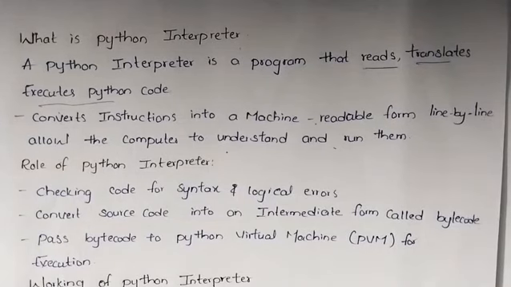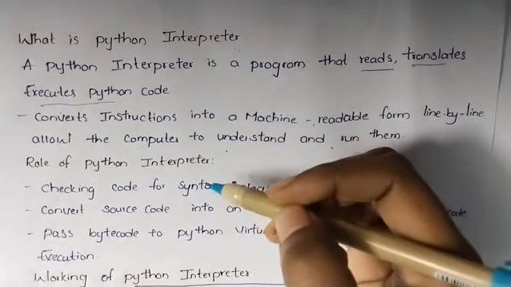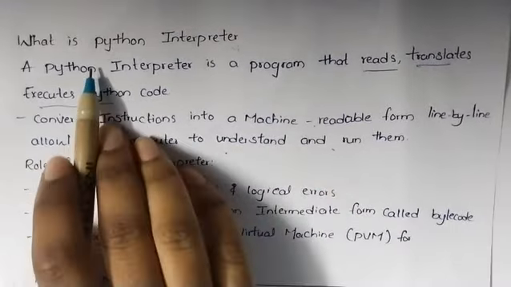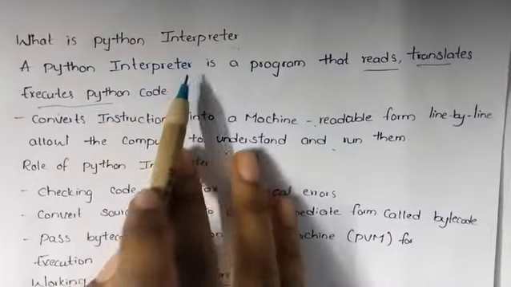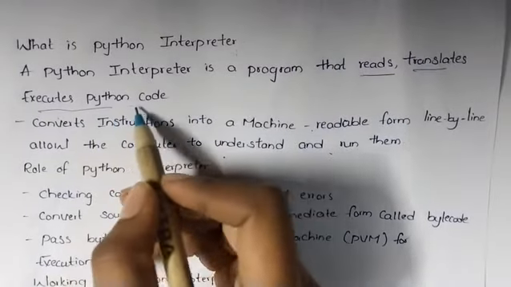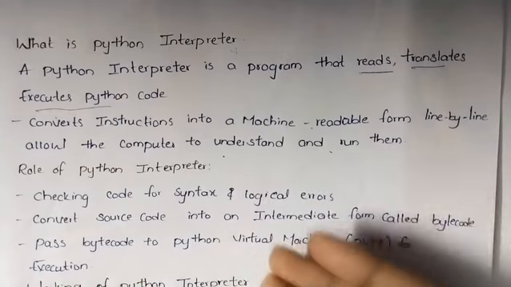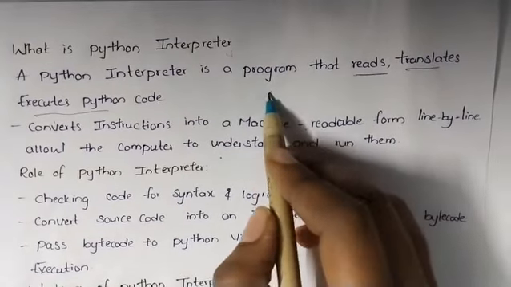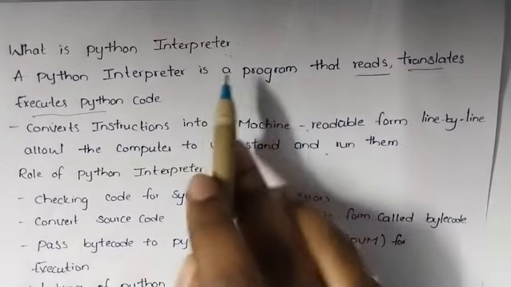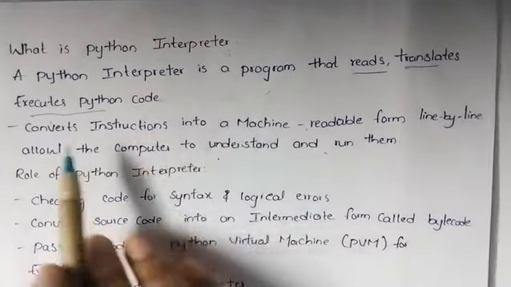In this video, we are going to learn about what is a Python interpreter, what is the role of the Python interpreter, and the working of the Python interpreter. Initially, what is a Python interpreter? A Python interpreter is a program that reads, translates, and executes Python code. That means whenever the user writes a program in the Python language, initially it reads and translates it into a machine readable language, and then executes and prints the output. This is the working of the Python interpreter.